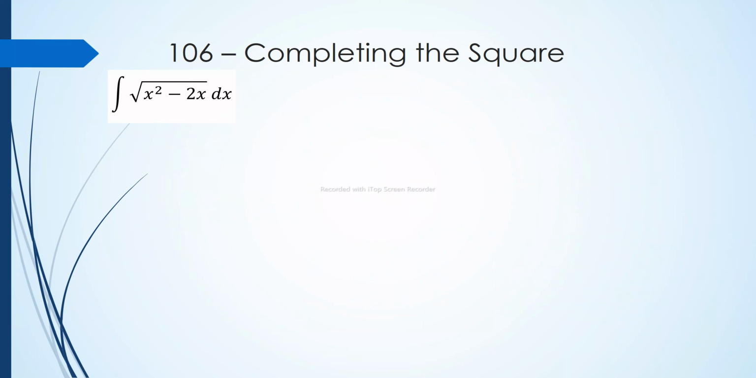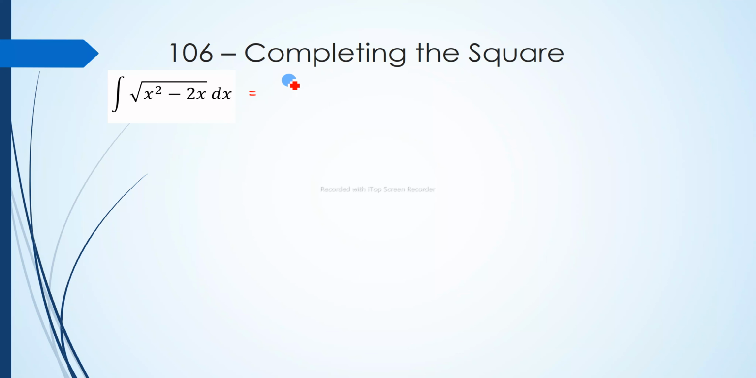Okay, for our sixth example, we have completing the square. So what is completing the square? Now we are given a very simple integral of a square root, without a fraction form. This is just the integral of square root of x squared minus 2x dx. What we will do is complete the square.